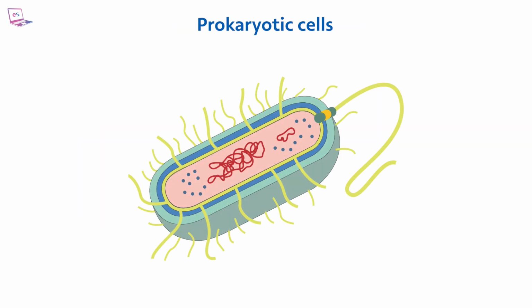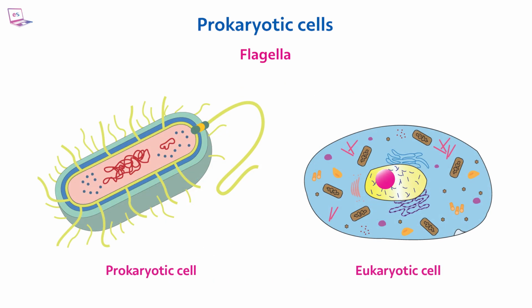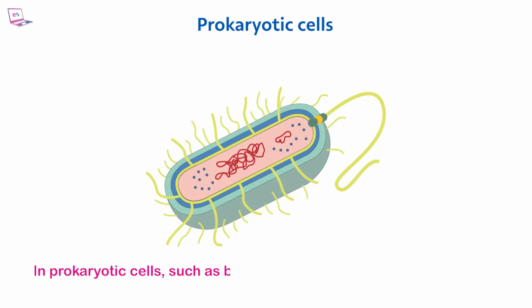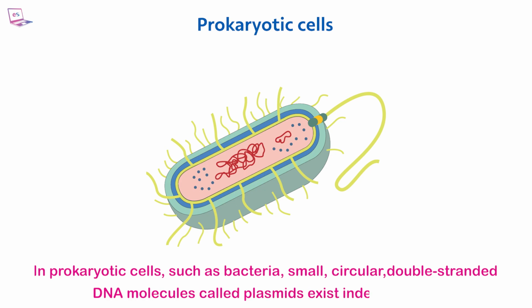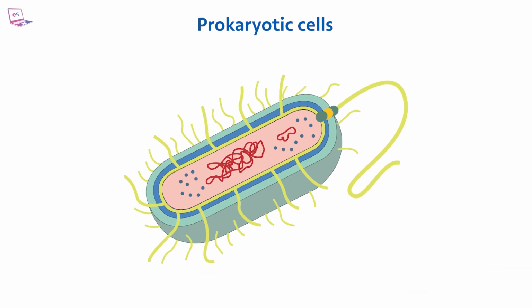Prokaryotic cells. The organisms that do not have a nucleus and organelles are called prokaryotes. They are single-celled organisms. Example: bacteria, archaea. Flagella are present in both prokaryotic and eukaryotic cells. Both types of cells serve similar purposes, but the arrangement of proteins is distinct between them. They are mainly used for cell movement. In prokaryotic cells, such as bacteria, small, circular, double-stranded DNA molecules called plasmids exist independently. They carry a small number of non-essential genes.